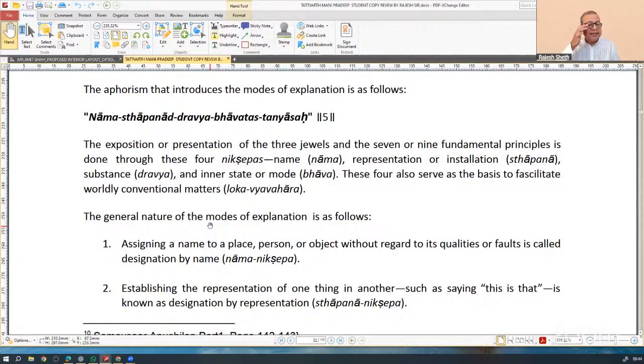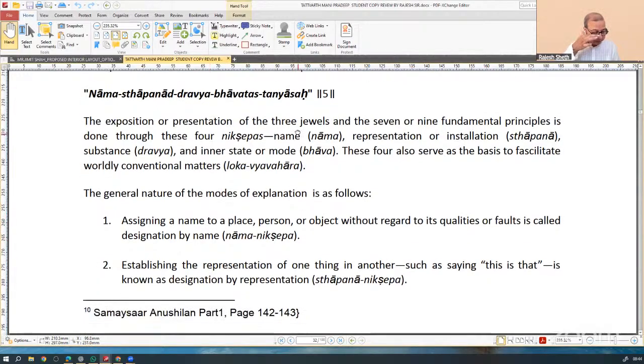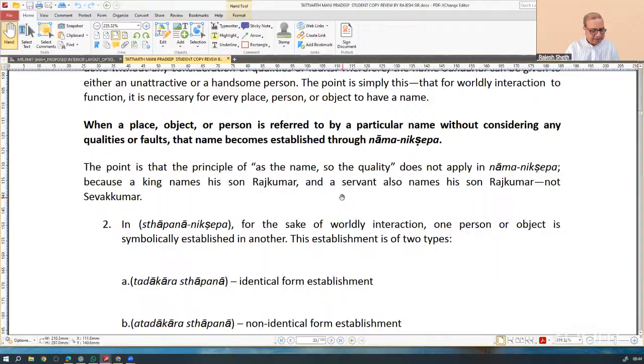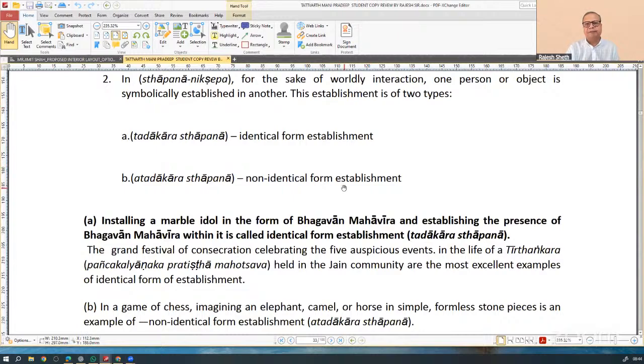Similarly, there is designation by representation, Sthapna Nikshep. These are of two kinds, Tadakar and Atadakar. Tadakar means identical form establishment. So the consecration celebration of the Panch Kalyanaks that we do in our Mandirji, where an idol receives rituals of putting mantras in it, and it becomes as good as a live Tirthankar. That is called identical form establishment. So our mandir is like a samosaran, and the pratima in the mandir is like a live Tirthankar.